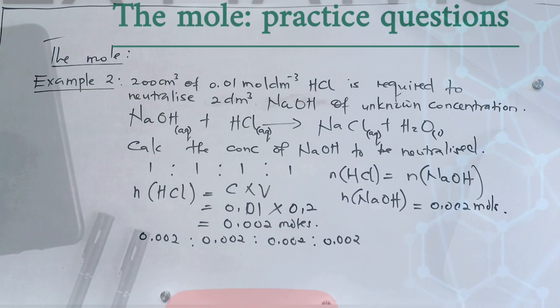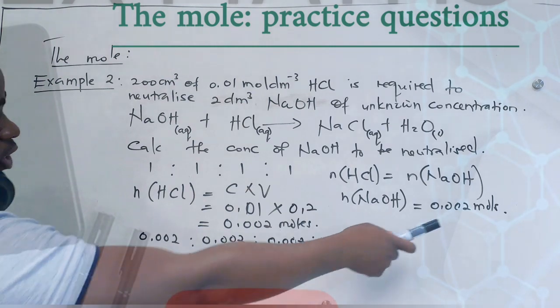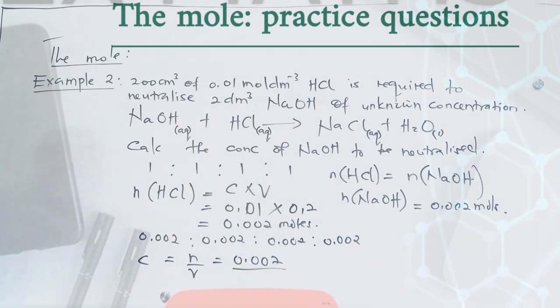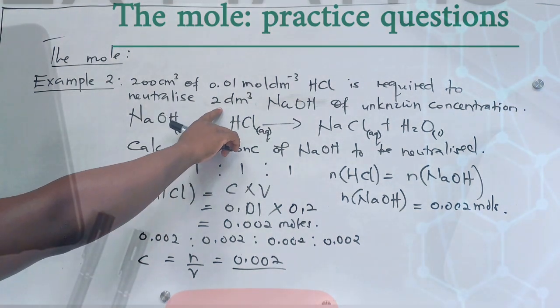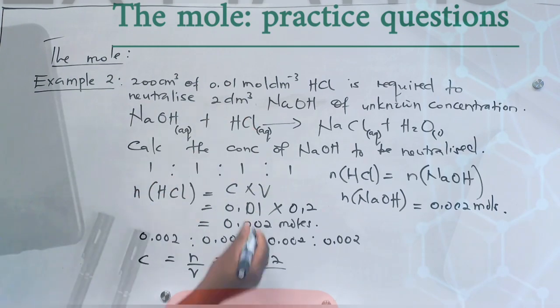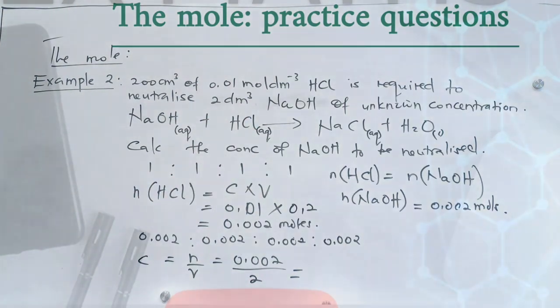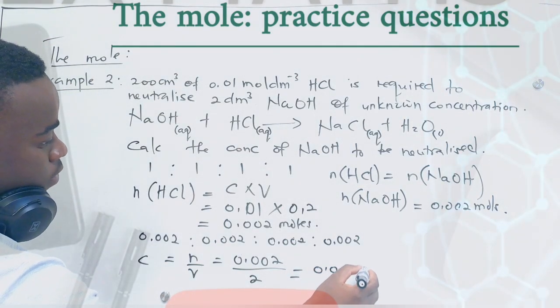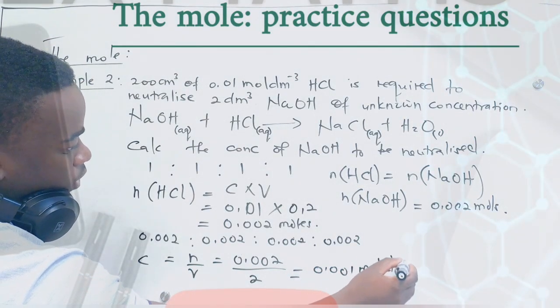Then, as we want to calculate the concentration of sodium hydroxide, what we need to do here, we use the formula: concentration is equal to number of moles over volume. Our number of moles being 0.002 over the volume. How many cubic decimeters of sodium hydroxide to be neutralized, which is this 2. So we divide by 2. Then our answer will be 0.001 mole per cubic decimeter.